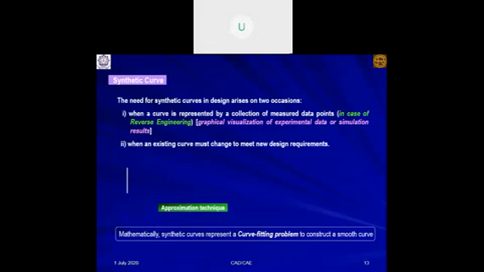The second one is when an existing curve must change to meet a new design requirement. For example, the body of your car or your two-wheeler: you see nowadays the aesthetic outer look of the car or the bike is so beautiful compared to before. It is because of the application of synthetic curves. Previously most of the curves used were analytical, but nowadays, because of the advancement in CAD software, they are using synthetic curves or synthetic surfaces to give an aesthetically beautiful surface.